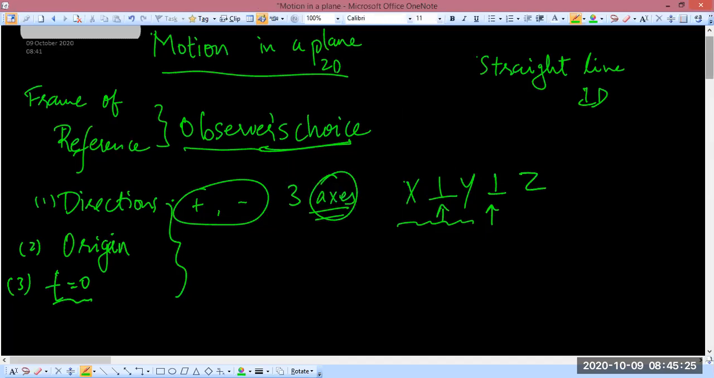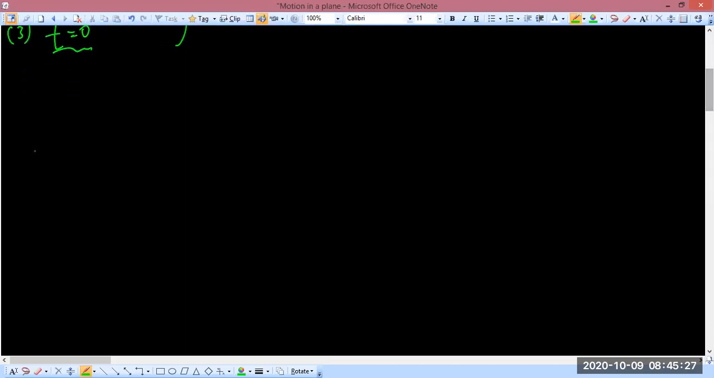Now again to remind everybody, what is position? I hope you remember that position is actually a vector. Position is a vector and its symbol is this.